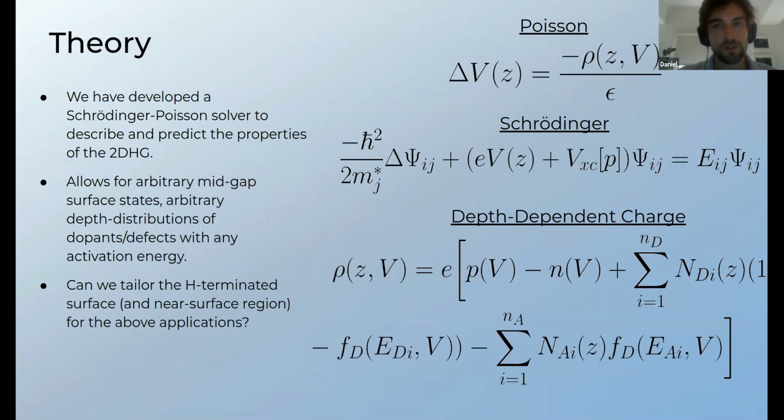And to do that, you need to solve the coupled system of the Schrodinger equation and the Poisson equation in a self-consistent manner. So we've written our own solver to do this, which also allows us to, for instance, look at the effects of arbitrary mid-band gap surface defect states, which turn out to be quite important for diamond, and also to examine arbitrary depth distributions so that we can look at the near surface material properties.